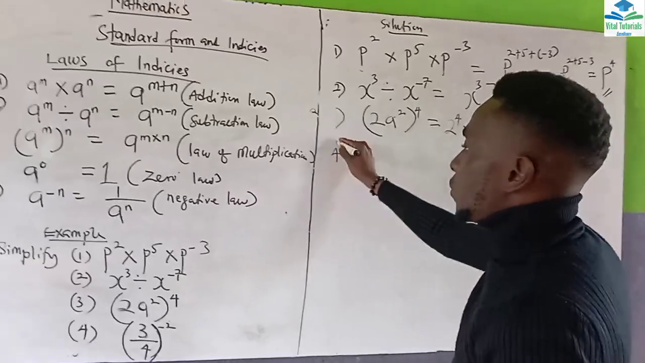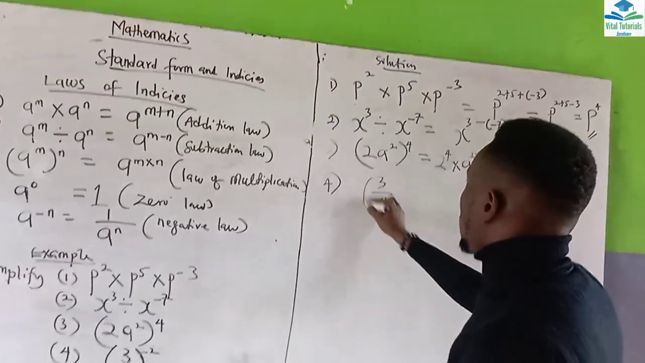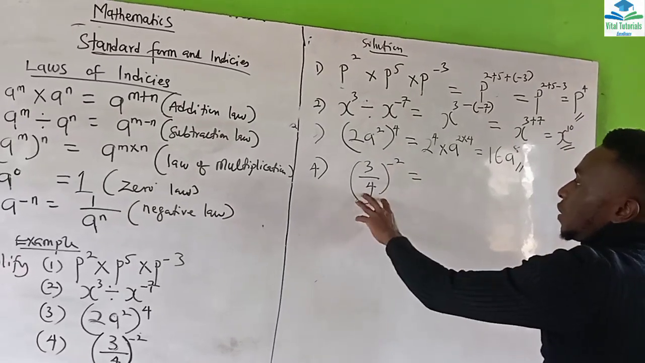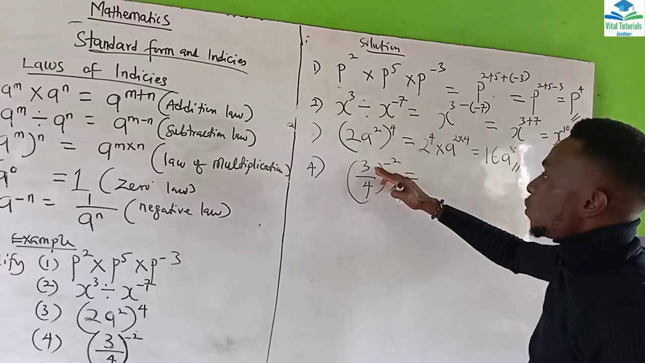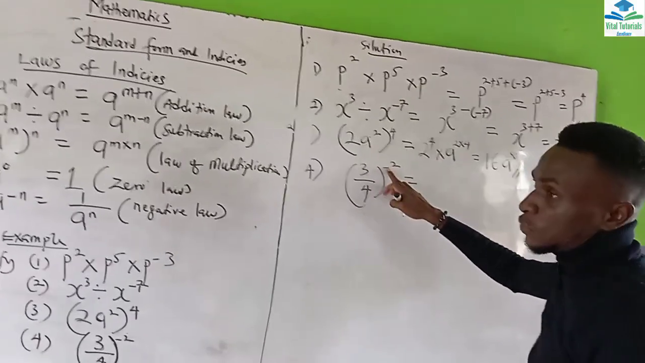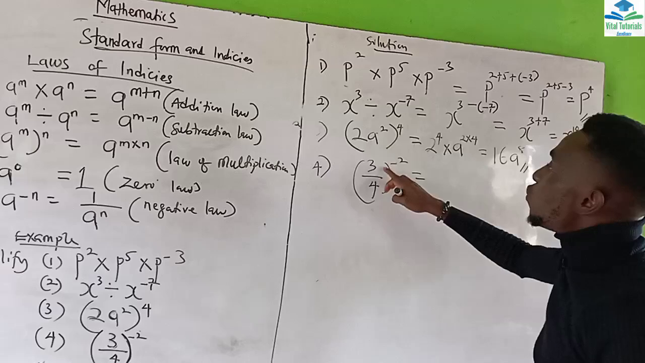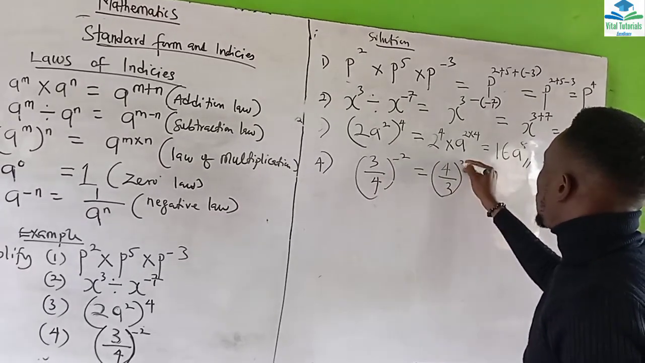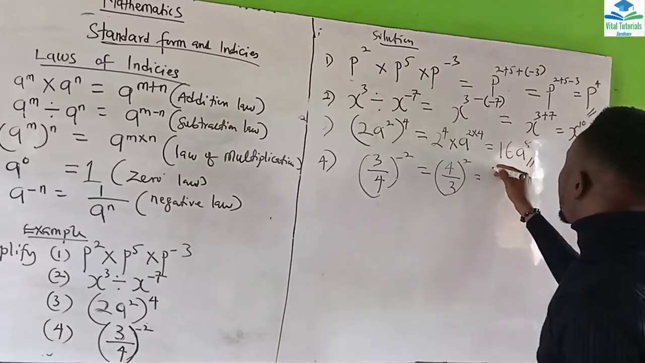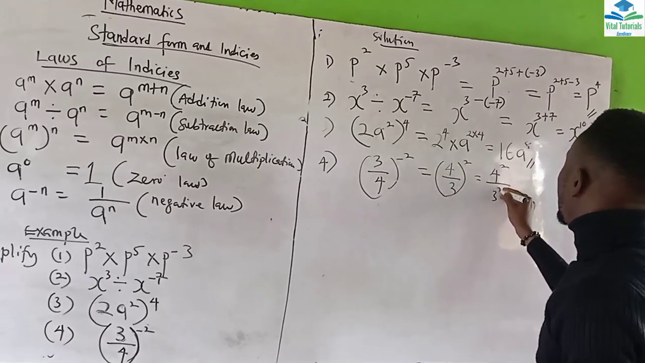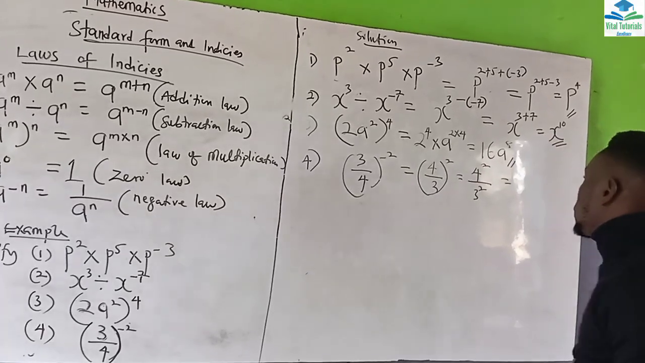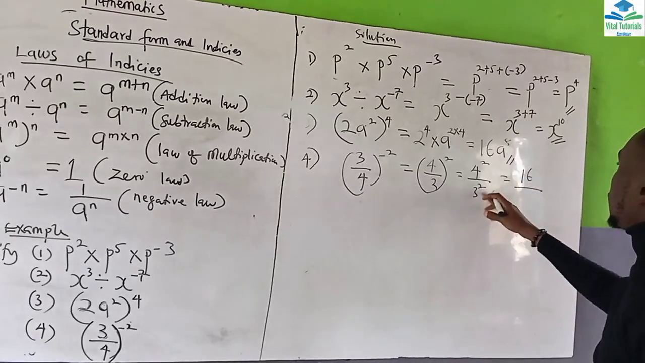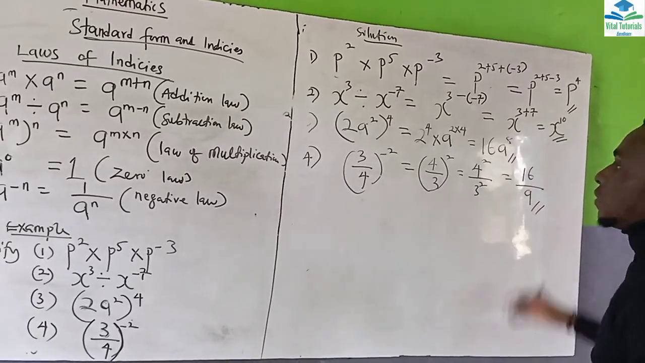Then go to the last one, which is number 4. 3 over 4 raised to the power of minus 2. To take this minus off, it has to be the inverse of this. What's the meaning of inverse? Inverse means that this 4 will go up, this 3 will come down because of this minus. For this minus to go out, 4 will go up, 3 will come down. So this is going to be 4 over 3, in brackets, raised to the power of 2. Then you continue with 4 raised to the power 2 up, over 3 raised to the power 2 down. So 4 raised to the power 2 is 4 times 4, which is 16. Then 3 raised to the power 2 is 3 times 3, which is 9.